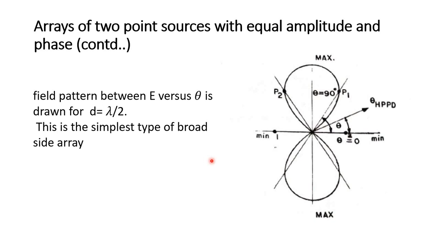That's all about the array of 2 point sources with equal amplitude and phase. In the next presentation we will be seeing equal amplitude and opposite phase.